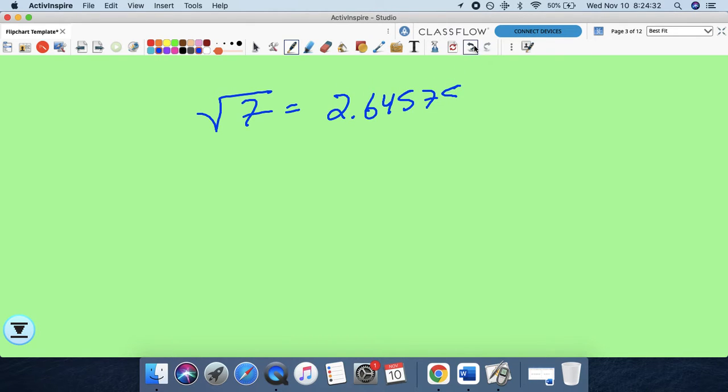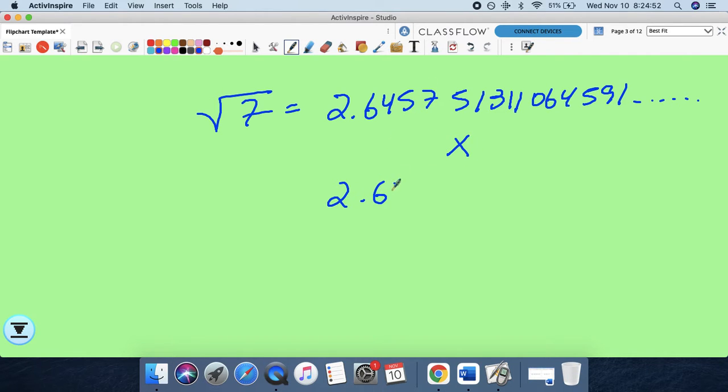2.64575... 2.645713110645591, and then it goes on, because it's a non-terminating, non-repeating decimal. Now I'm going to take that and multiply it by the same number. So in my calculator, I'm going to multiply that by 2.645751311064591 and show you what I get.